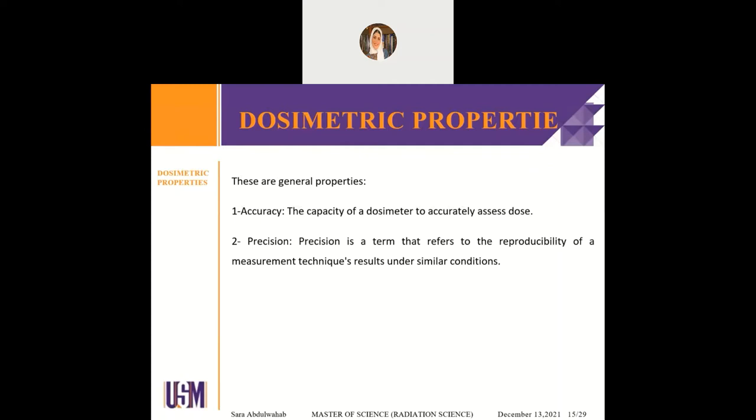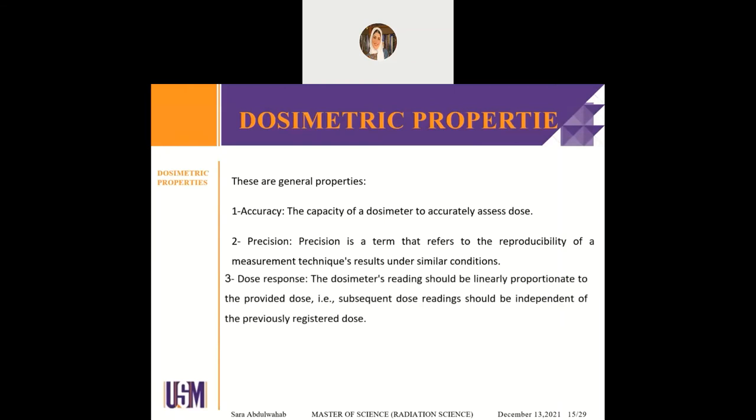Let's imagine that we detected neutrons, and we want to redetect. We want to do that process again under similar conditions, the same circumstances. If we do it again, the reading or the result should be the same or at least very close to the first one. That tells us how much the device or the detector is reproducible, or how precise it is.